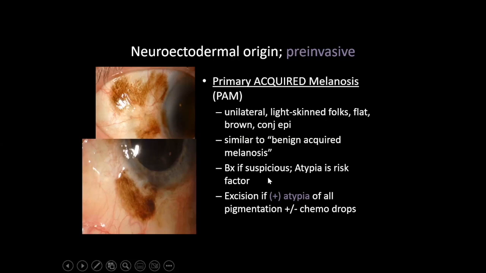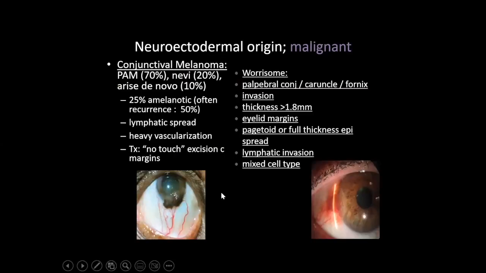Atypia of the epithelium, atypia is a risk factor. Then you excise if you have atypia with the pigmentation, and sometimes you have to apply adjunctive chemo drops. Then the malignant form is the malignant melanoma, and 70% of PAM will transform into malignant melanoma, 20% of nevi, and then 10% arise de novo. It's important to know these worrying features.